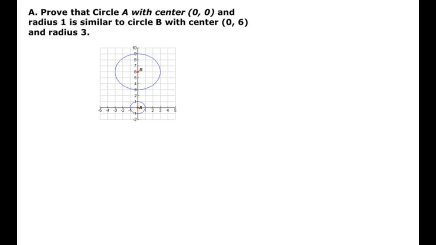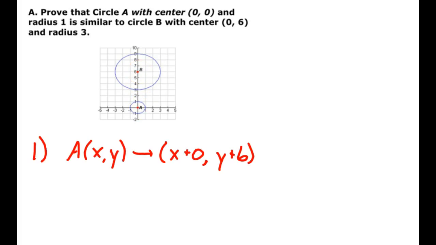So we have circle A with the center at (0, 0), and circle B with the center at (0, 6). The radius of circle A is 1, and the radius of circle B is 3. So first, we have to perform a translation to get the center of circle A to circle B. We're not moving in the x direction at all. We're only moving in the y direction, and we move in the y direction 6 units. So we have our translation from point A to point B.